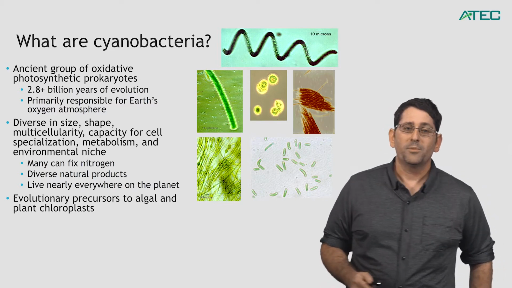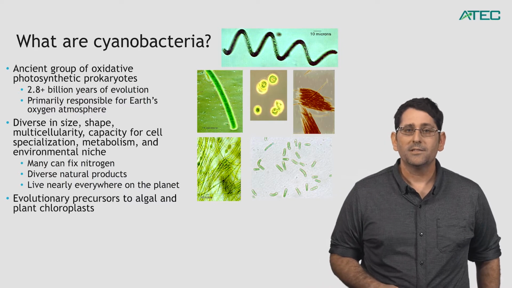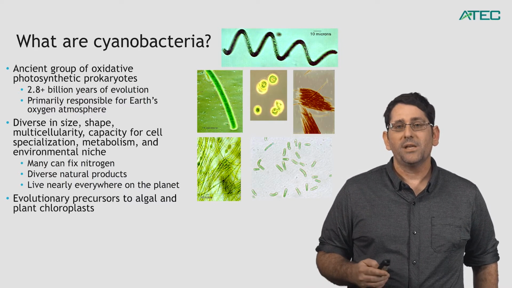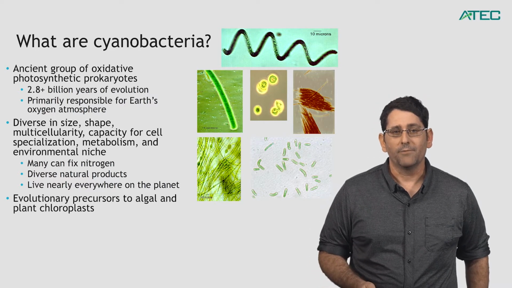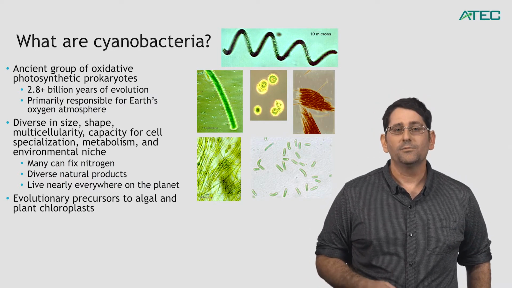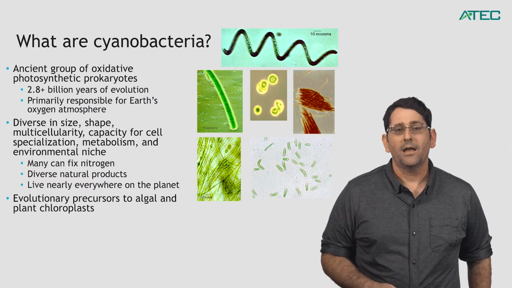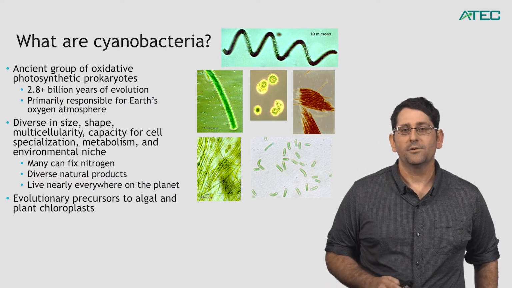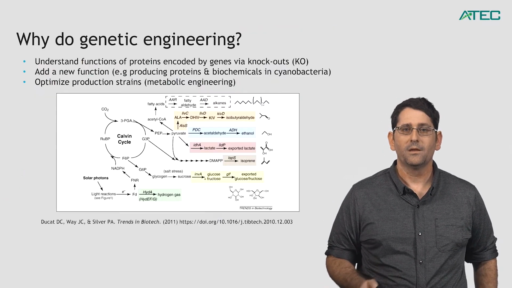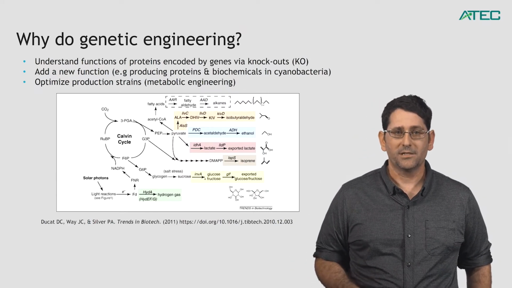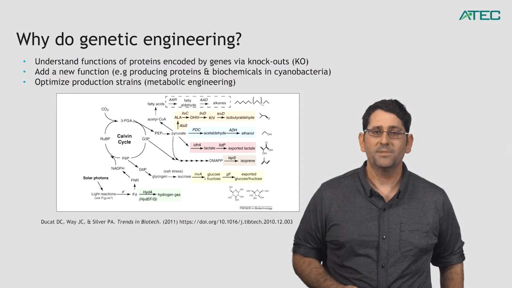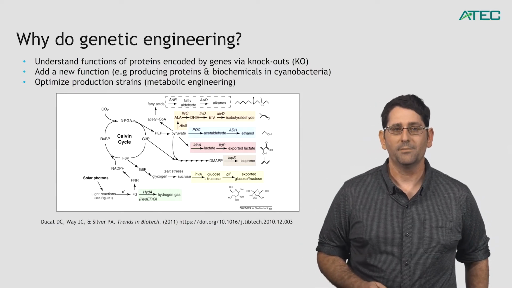They are the evolutionary precursors to algae and to plant chloroplasts, and so we are really interested in being able to use these, again, for their ability to grow very rapidly, for their capacity to do multiple metabolisms, and for their ability to convert sunlight into carbon-based high-value products. Many of those products have already been produced in cyanobacteria, and here's a figure that describes some of those chemicals that have already been made.